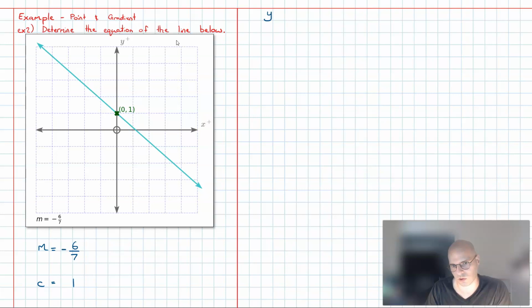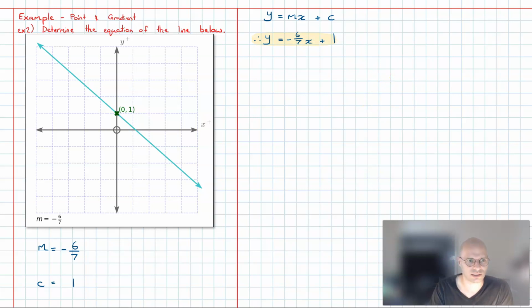The form for slope-intercept form is y equals mx plus c. So therefore, subbing this in, we're going to find that we have negative 6 over 7x, and then the y-intercept is 1. So this is our equation that describes this line shown over here. So nice and simple, it's not too hard.